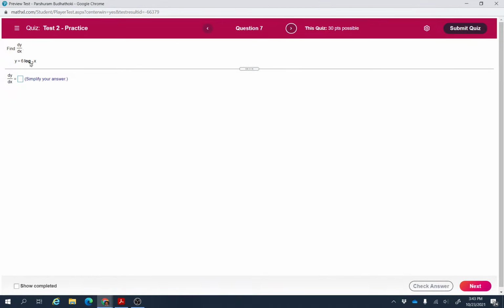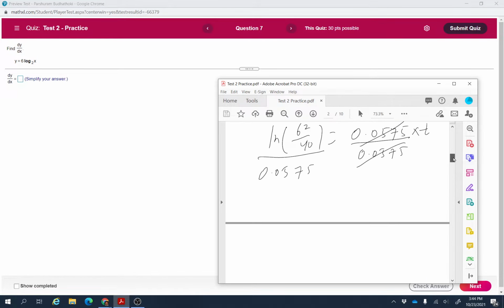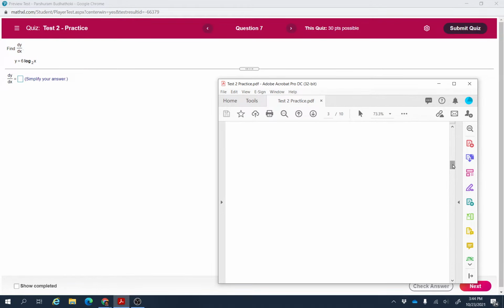Here you have a log function. So what is the derivative of a log function? You have log base a of b. So let's see, log base 2. This is problem 7. You have log base b of x. The derivative of this function is actually 1 over log b times 1 over x.